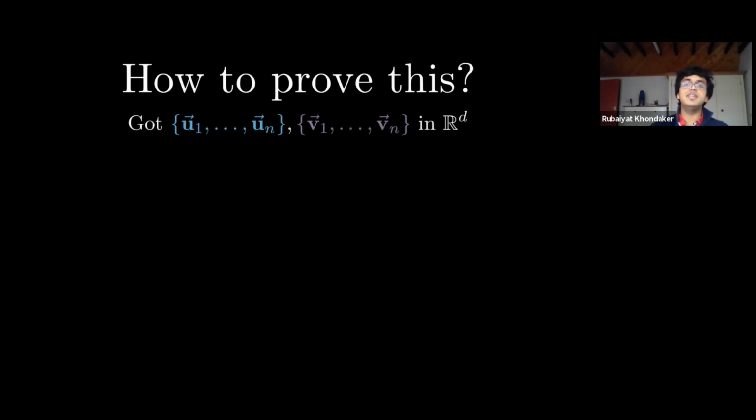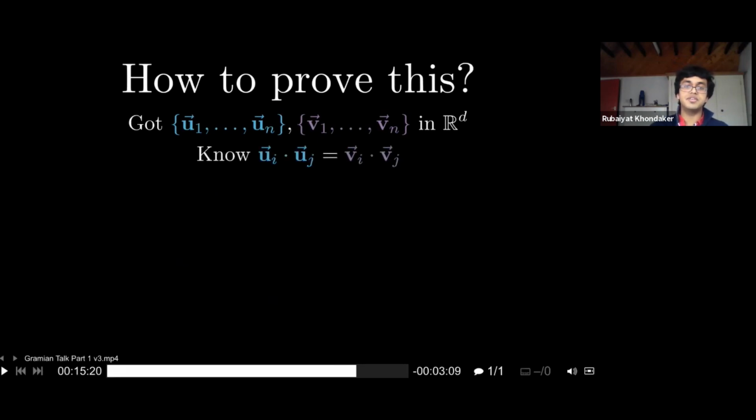So how would you actually prove this? What we're going to prove here is that if 2 sets of vectors have the same Gramian, then you can apply an orthogonal matrix to one set to get the other set. So we've got u1 up to un, and v1 to vn in d-dimensional space. Here, we're not going to assume that n is necessarily smaller than d. It could be equal to d, it could even be greater than d. And this is what we know, that ui.uj is the same as vi.vj.